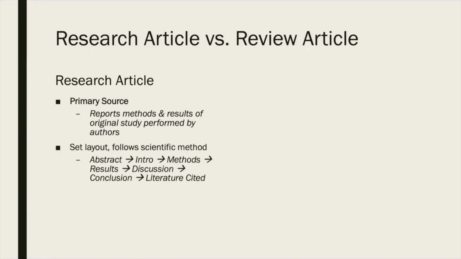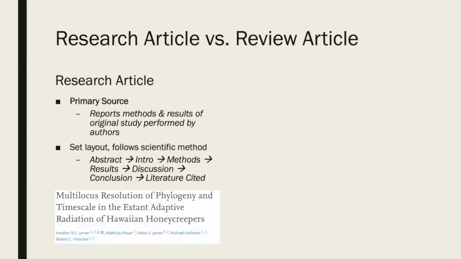Research articles usually follow a set layout with the scientific method. So they've got an abstract, an introduction, method section, results, discussion, a conclusion, and literature cited. So here's just an example of a research article related to our example topic of adaptive radiation. This is a paper that looks at the phylogeny and timescale in the Hawaiian honeycreepers of their adaptive radiation.